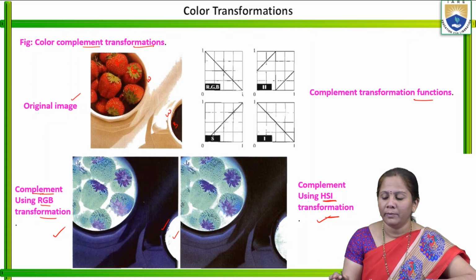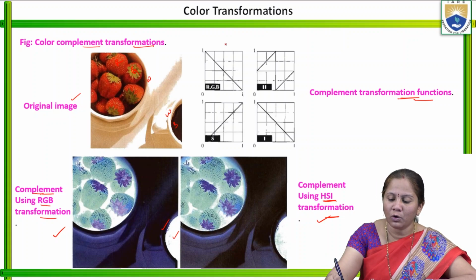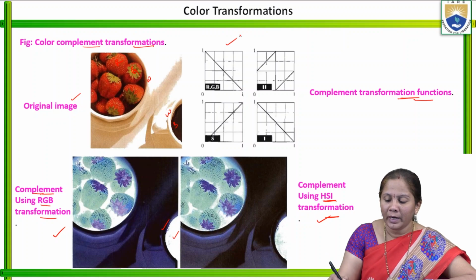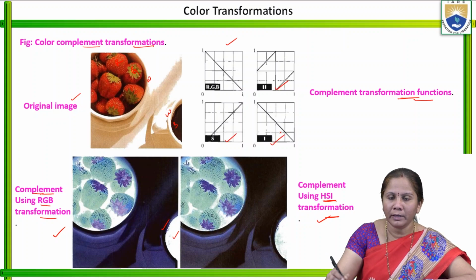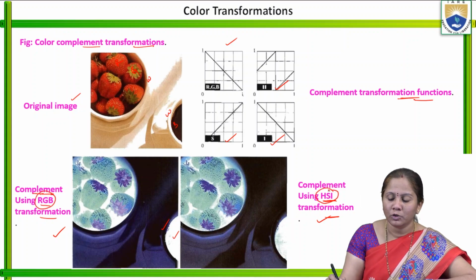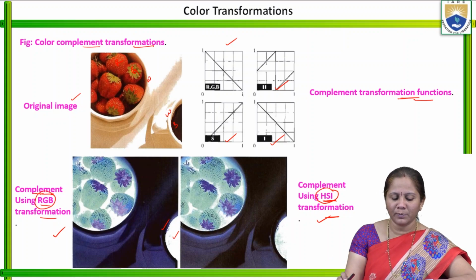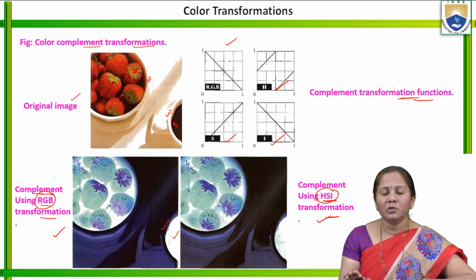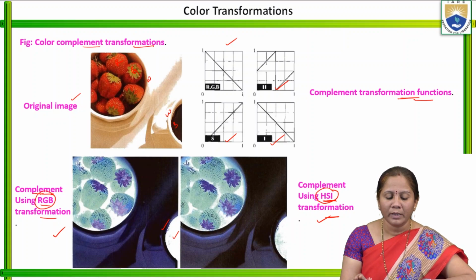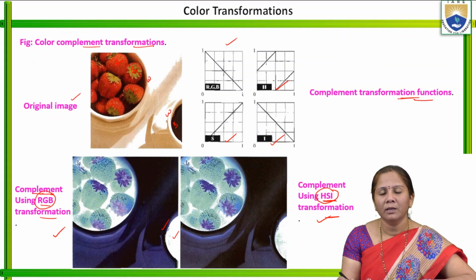So what does this transformation function say? Here we have drawn for RGB, and here we have drawn for HSI, because we have taken only two models, one is the RGB model and another one is the HSI model. So we have drawn only the transformations for those. These transformations are important tools in color image processing, which clearly represent what content of color is to be used.